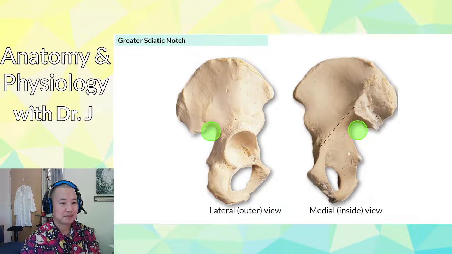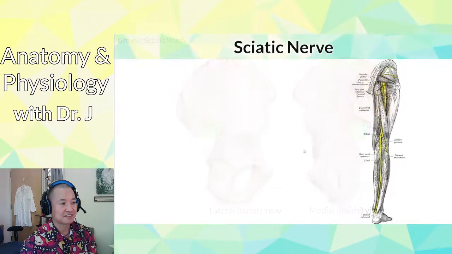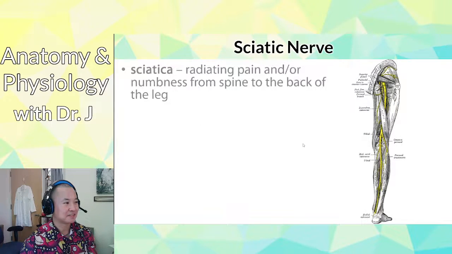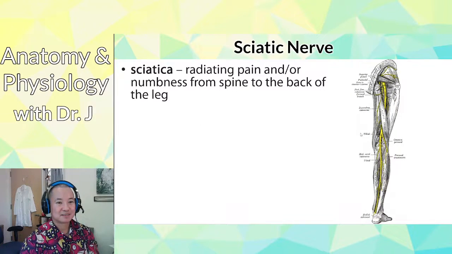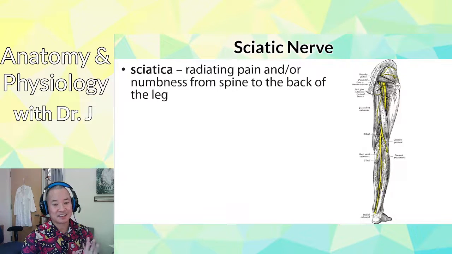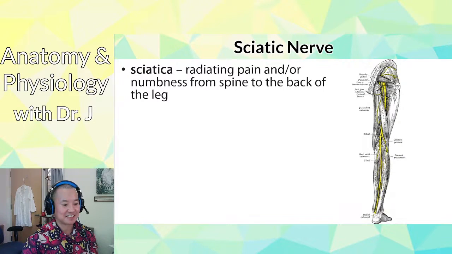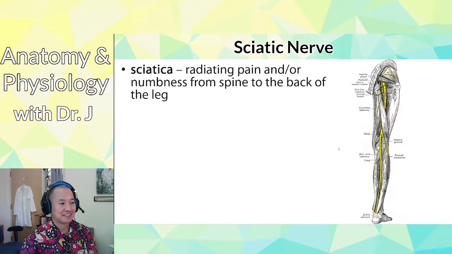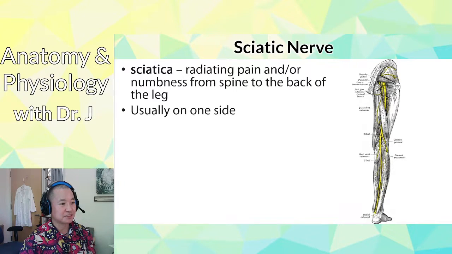Now, when you have it running through this bony area surrounded by other tissues, things can happen to the sciatic nerve. So sciatica could be numbness, it could be pain, it could be both. But either way, it feels like numbness or pain along your entire leg, because look at the sciatic nerve. It runs pretty much this entire part, especially this part up here. The thing is that it's usually going to happen on one side when you have this numbness or pain.